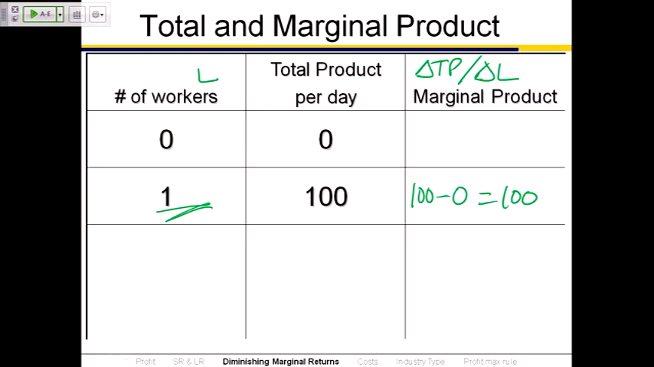Cups that are produced by adding one worker. Suppose now we add a second worker. We add a second worker, we can get a little specialization going on here. We can have one person who's in charge of filling the machines, the other person who's in charge of staffing the cash register. Our total output goes up to 220 cups in a day.